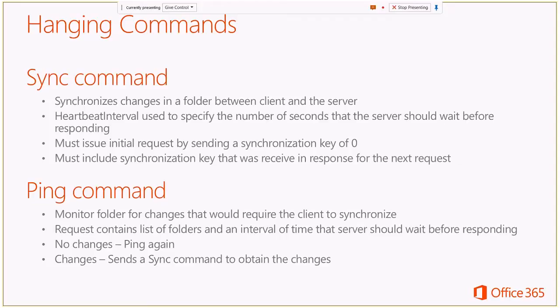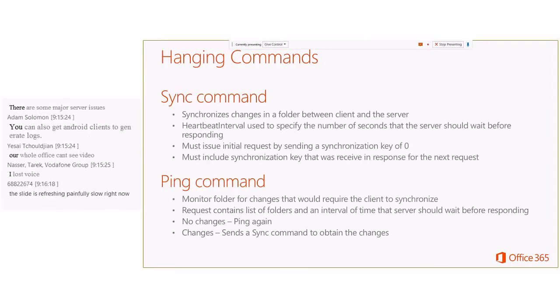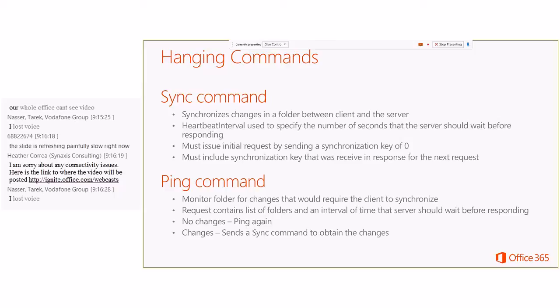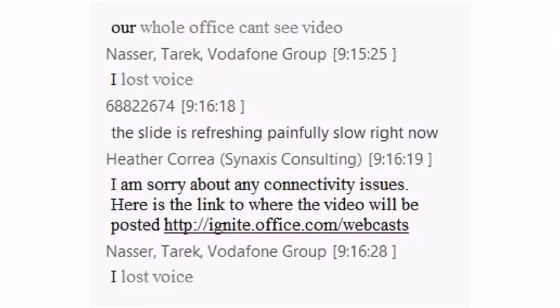This is different from a ping command, in that a hanging ping command just monitors the folder for changes. So once again, it sends the command to the server and it sits in memory waiting for a new item in the folder. When a new item appears in the folder with a ping command, it's just going to send back a response to inform the client that there are changes, and then the client needs to send a sync command to retrieve that item. The iOS devices and Windows Mail on Windows 8 use the ping commands, and then other devices, Android, BlackBerry, and Windows Phone, they all use the hanging syncs.